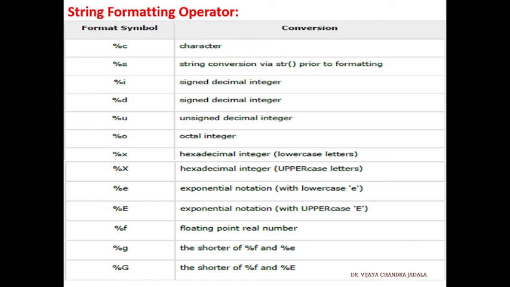String formatting operators: %c, a character. %s, string conversion via str prior to formatting. %i, signed decimal integer. %d, signed decimal integer. %u, unsigned decimal number. %o, octal. %x, hexadecimal with lowercase letters. %X, hexadecimal with uppercase letters. %e, exponential notation with lowercase e. %E, exponential notation with uppercase E. %f, floating point real number. %g, the shorter of %f and %e. %G, the shorter of %F and %E.